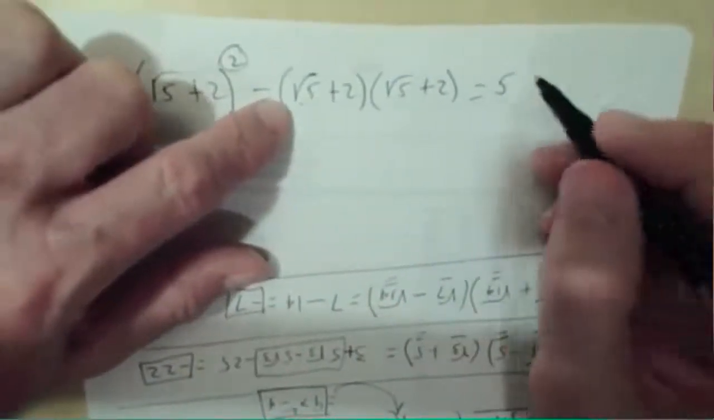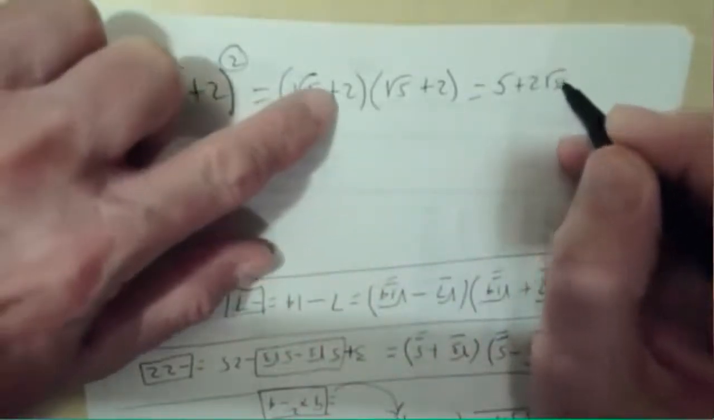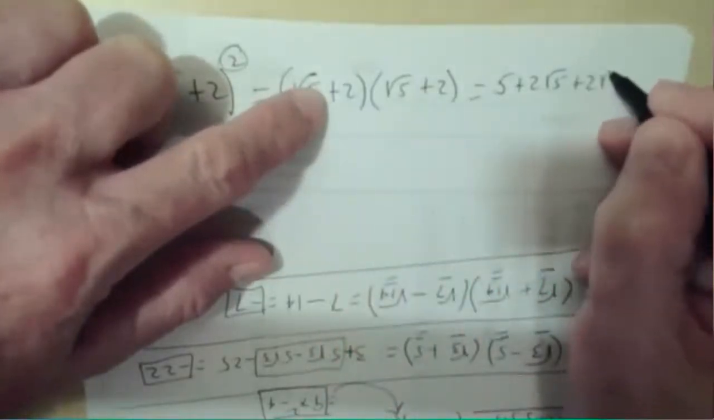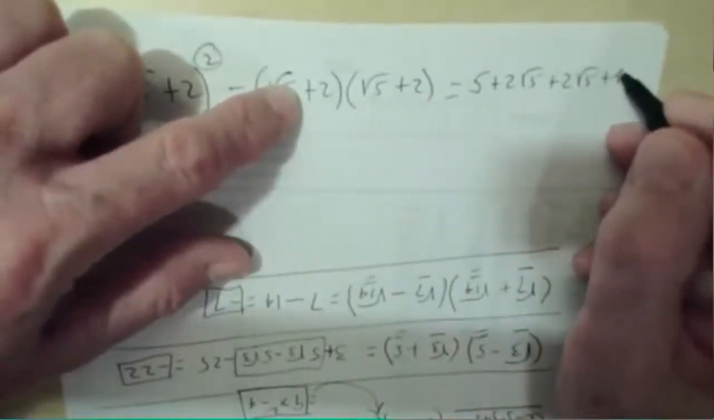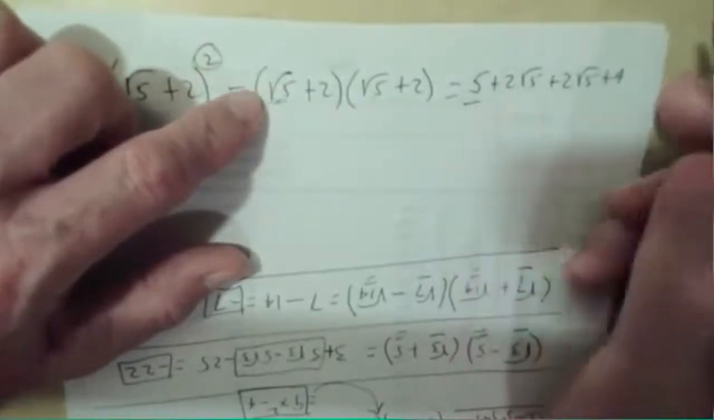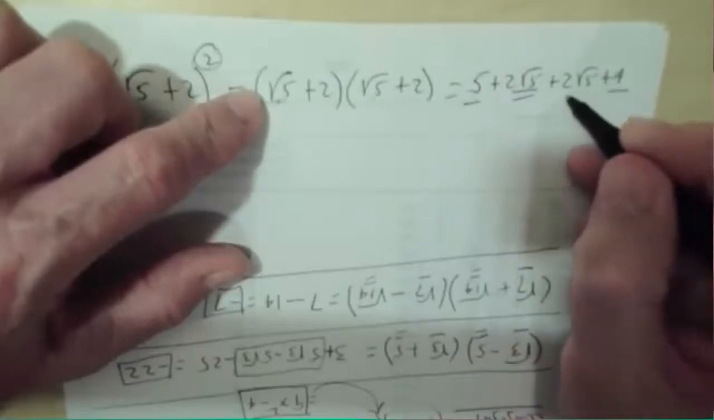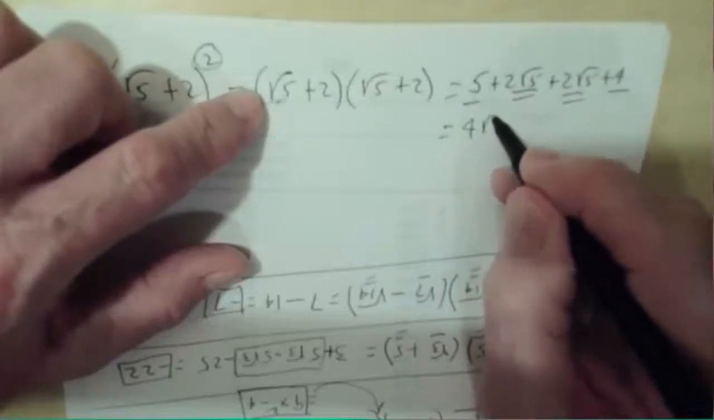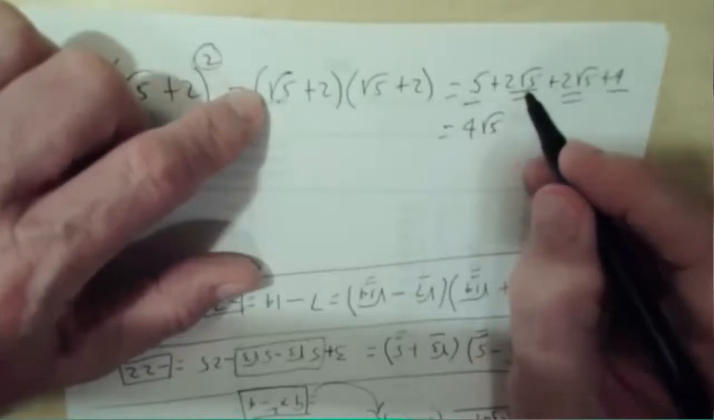Now we do square root 5 times 2. Same thing here. 2 times the square root of 5 is 2 square root 5, and 2 times 2 is 4. Do we have any like terms here? Yes. 2 times the square root of 5 and 2 times the square root of 5. So we have 4 times the square root of 5, right? 2 and 2 is 4. 2 square roots of 5 and 2 square roots of 5.